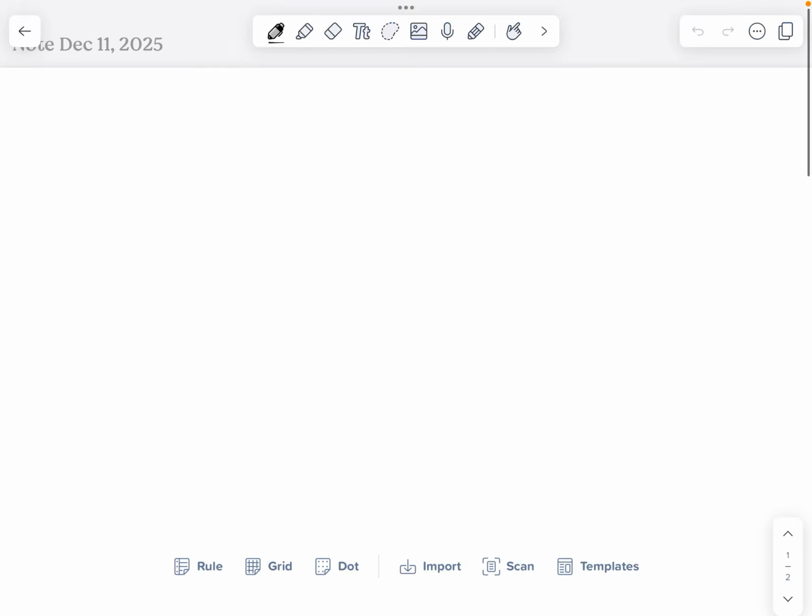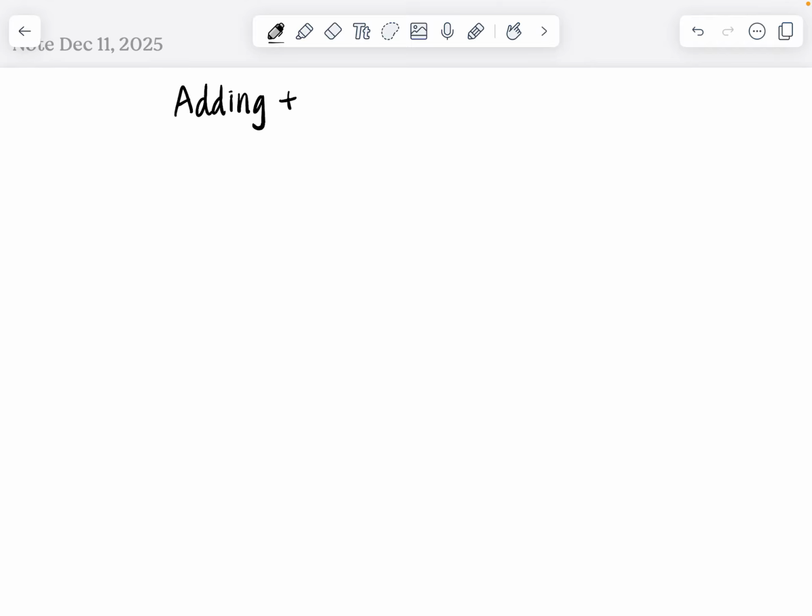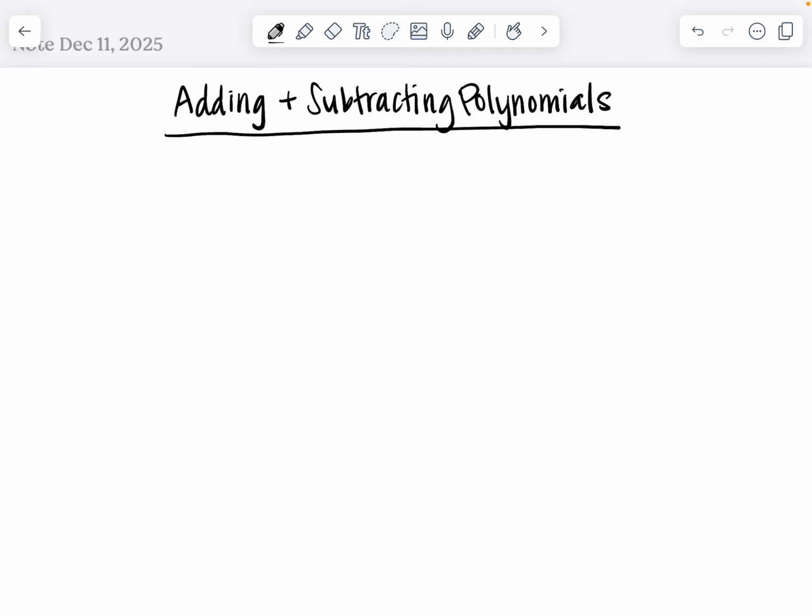Today's lesson is going to be about polynomials. We're going to be adding, subtracting, and multiplying. So we'll first do adding and subtracting. Adding is just combining like terms. So remember that when you're adding, or when combining like terms, we don't change exponents.